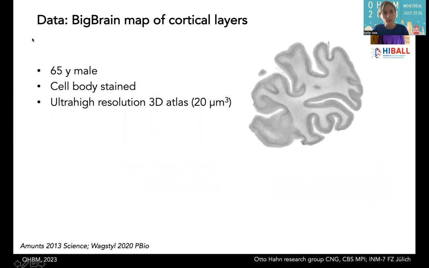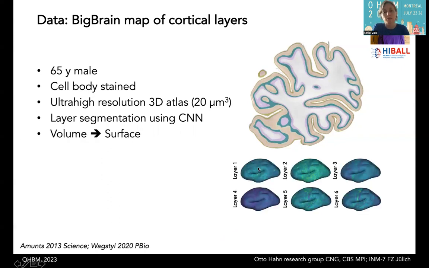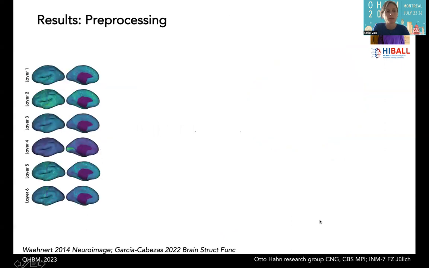So firstly, we used the BigBrain and a map of cortical layers using a 65-year-old male post-mortem brain. Cell bodies were stained, and it was reconstructed using an ultra-high resolution 3D atlas at 20 micrometers. Then there was a layer segmentation using a CNN, which is a machine learning approach to annotate different profiles, in this case here in the cortex, into layers. And we projected the volumetric mask of this towards the cortex, which was also done in a previous work by Konrad Wagstyl.